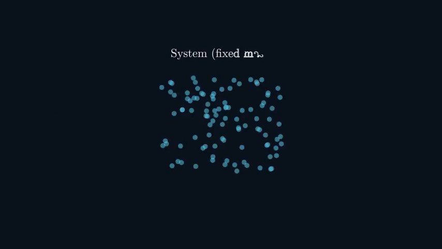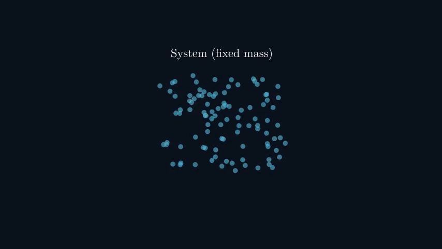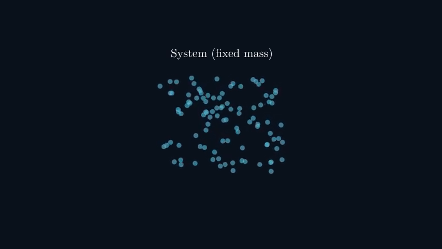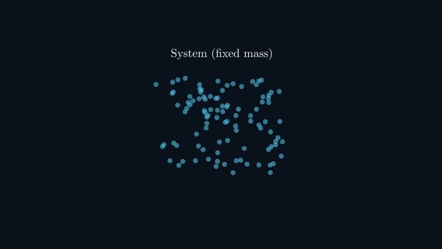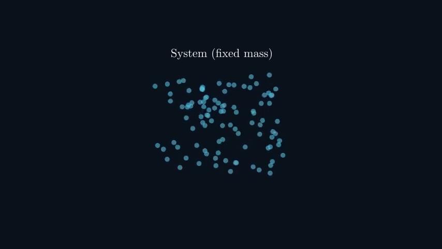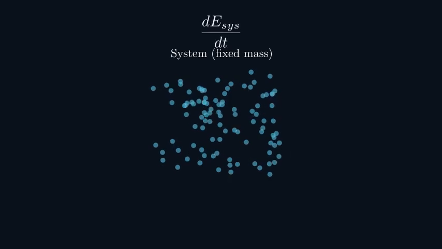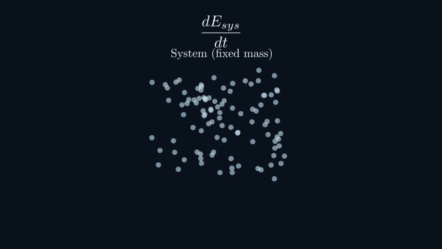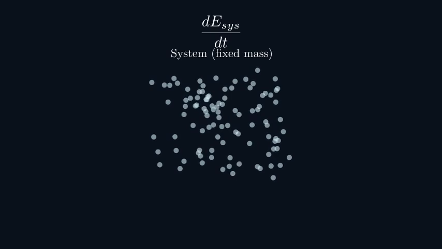At its heart, physics is about keeping track of things. Things like mass, momentum, and, of course, energy. The most fundamental rule for energy is that it's conserved. For any system, the first law of thermodynamics gives us a simple accounting rule.